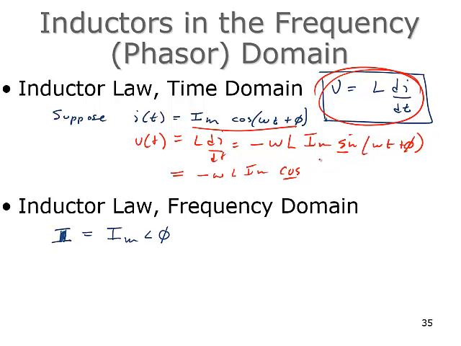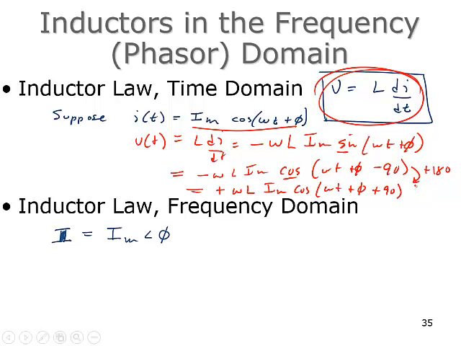So that's a cosine of omega t plus phi minus 90 degrees, right? And then I've got a minus. I could turn that into a plus by adding 180 degrees. So then I have plus omega L Im cosine of omega t plus phi plus 90. You with me on that?